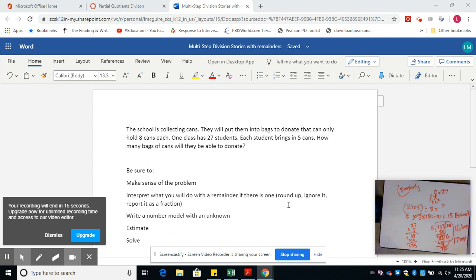Right, friends. So remember, when you're doing multi-step number stories, you want to draw a picture, make sense of that problem, and try it on your own in our next piece.